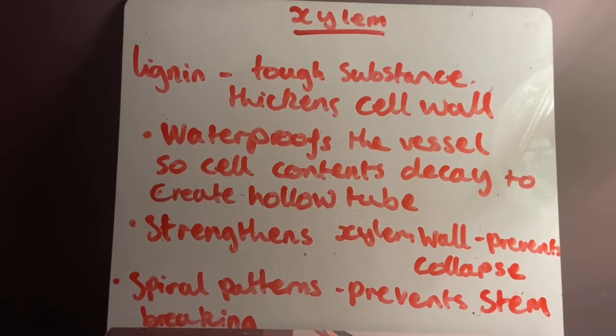Lignin is a tough substance which thickens the xylem cell wall, and it waterproofs the vessel so cell contents decay to create a hollow tube. It strengthens the xylem wall to prevent the xylem collapsing, and as it's deposited in spiral patterns, this prevents the stem from breaking.